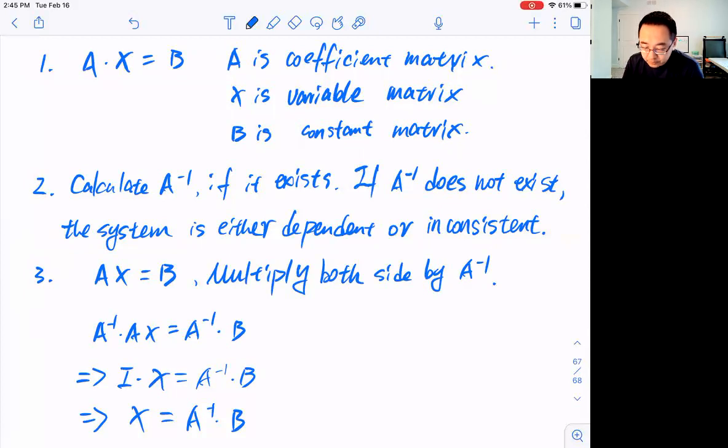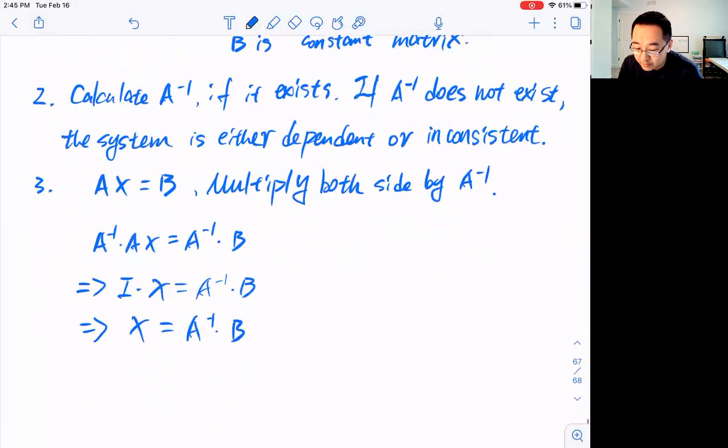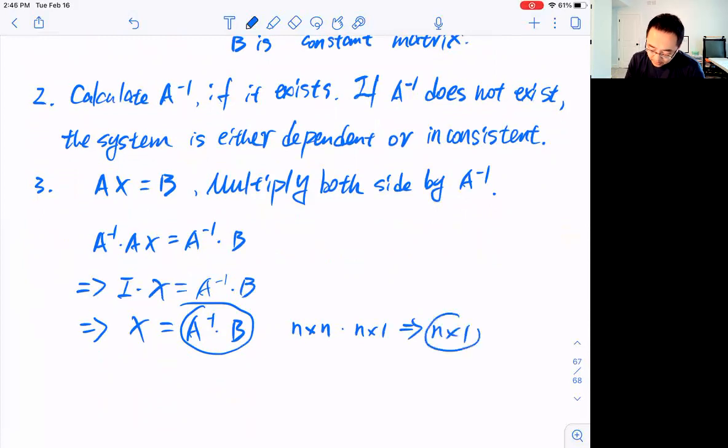And so that means all you need to do is find the matrix A inverse times B. And this is going to be an n by 1 matrix because A is n by n and B is n by 1. So A inverse B is going to be n by 1. And that is going to be the solution for your X, because X is also n by 1. It's just all the n variables you have. So that would have solved your whole system.